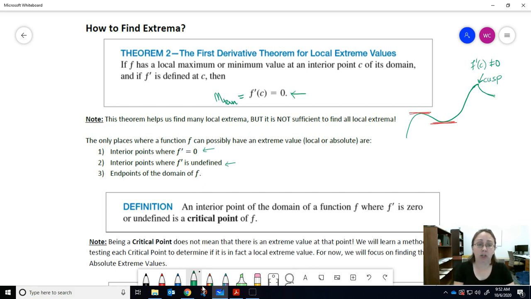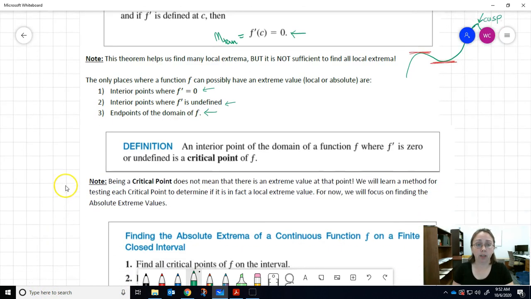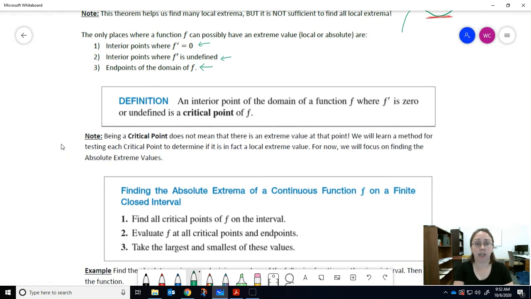Another point that we need to consider is if there are endpoints. If it's a closed interval that we're considering, you need to consider the endpoints of your function. They may be local or absolute extrema. So those are the 3 places we're going to look to find our extreme values. Now, if you find these points, we have a definition for them. Any interior point, so we're not looking at the endpoints, not case 3, but cases 1 and 2. Any interior point of the domain of a function f where the derivative is 0 or undefined is called a critical point.